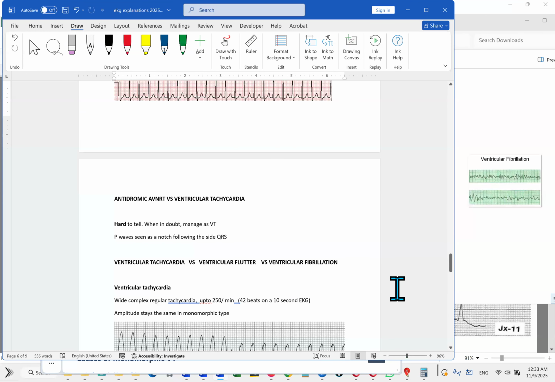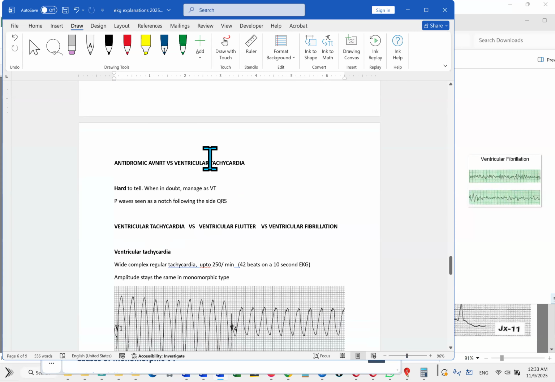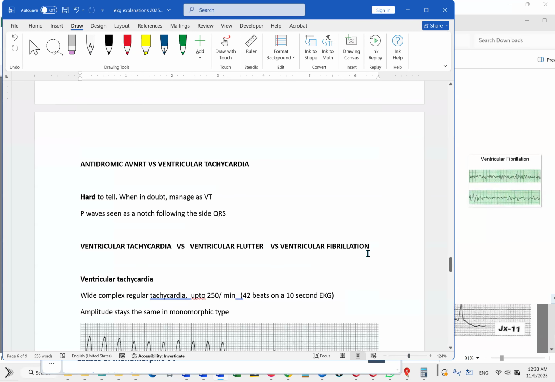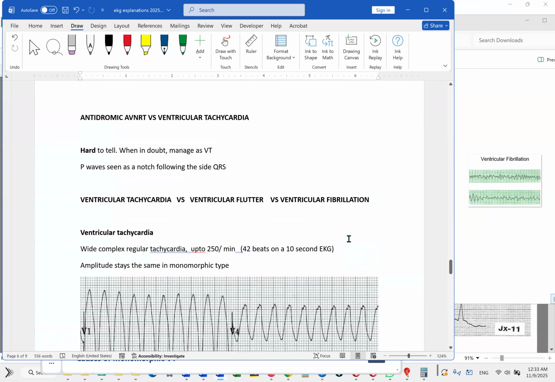Okay. So the main way to identify antidromic AVRT is with the notches? With a notch, but again, oftentimes you simply cannot tell at all. So that's why the idea is if you're in doubt, simply manage it as ventricular tachycardia, because of the two, ventricular tachycardia is far more dangerous, and most of those patients will be unstable, and unstable means you cardiovert.